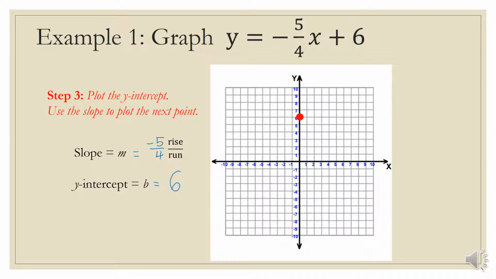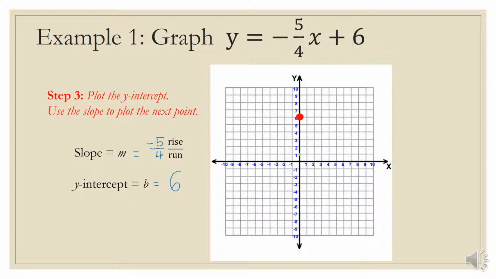Next, we need to use the slope. You remember we said you should use the slope in rise over run form to plot the next point. Here our rise is -5. This means that we need to go down 5. If it was a +5, we would go up 5. So we're going to go down 5. Let's count, starting at the y-intercept: 1, 2, 3, 4, 5.